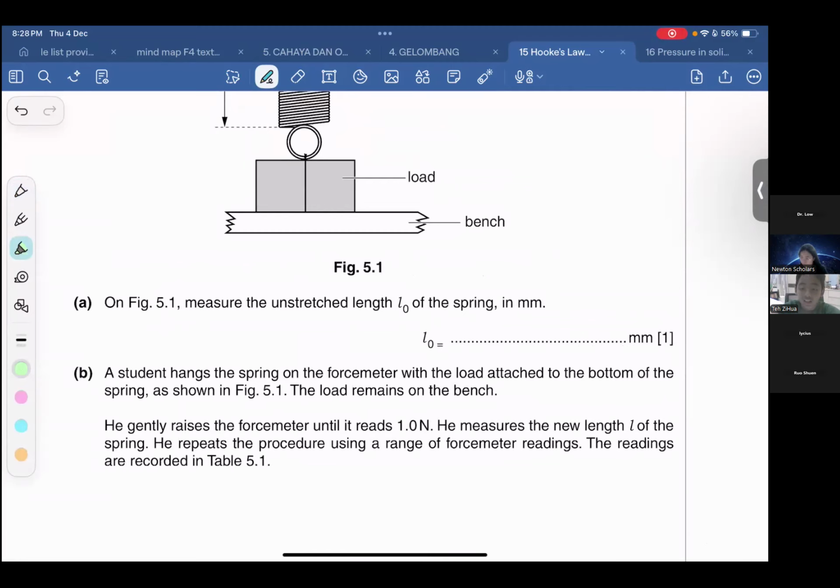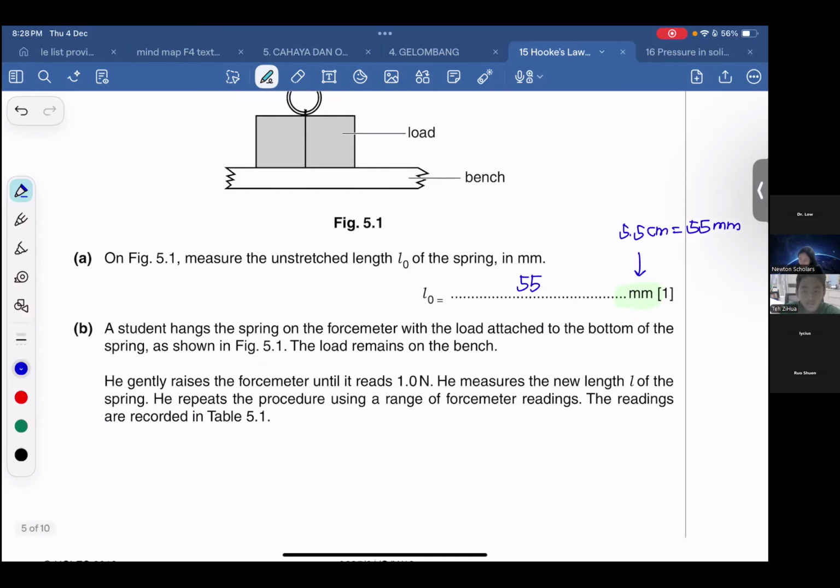Be careful, here is mm. So what we measure on our ruler is in cm. So you have to convert and be careful. Okay, Hui Tong correct. Megan correct. Okay, the answer is 55 mm. 5.5 cm actually is 55 mm.